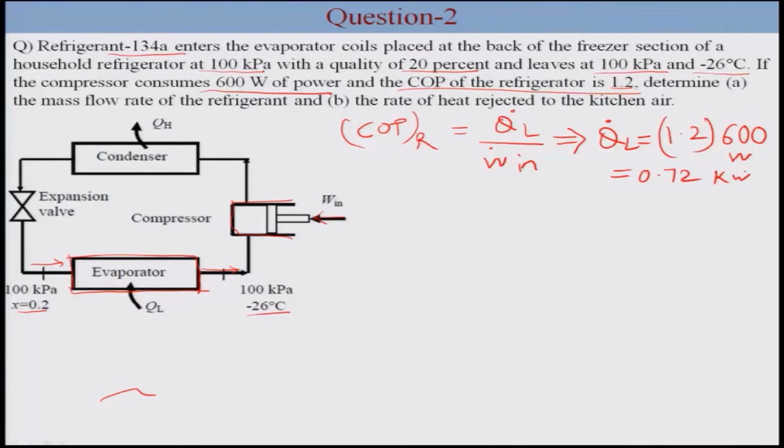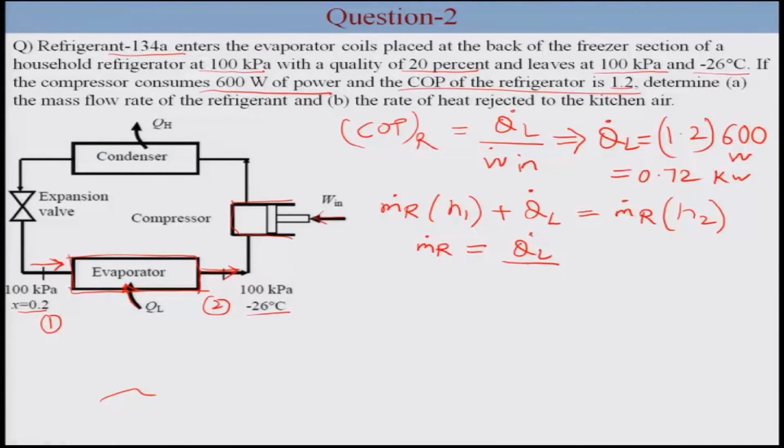Now if we apply energy balance, the refrigerant enters, some heat is added, it takes some of the heat and then it comes out of the evaporator. The energy balance will be m_R, the mass of the refrigerant entering the evaporator, multiplied by its enthalpy. We take this point as 1 and here it is 2. So m_R into enthalpy at point 1 plus Q_L, which is the heat it is removing, is equal to the mass flow rate of the refrigerant multiplied by H2, the enthalpy when it is leaving the evaporator. So this gives the mass flow rate of the refrigerant as Q_L dot divided by H2 minus H1. Now we need to know H2 and H1.